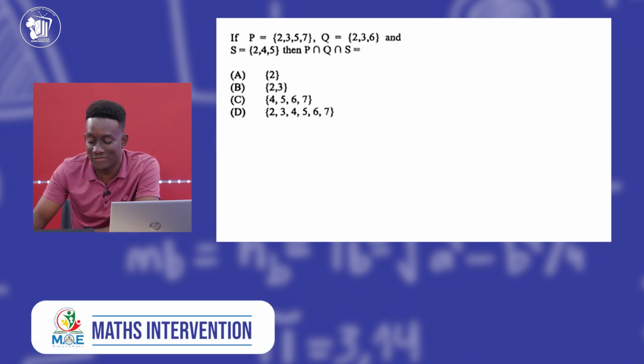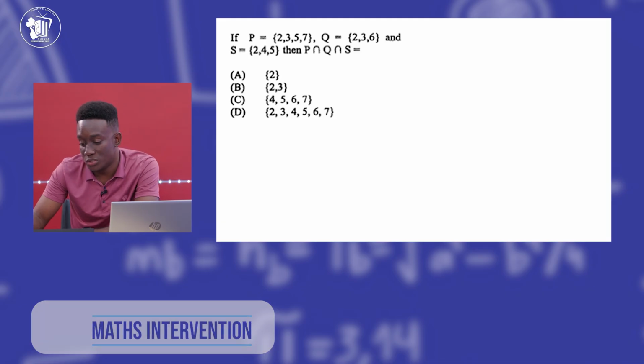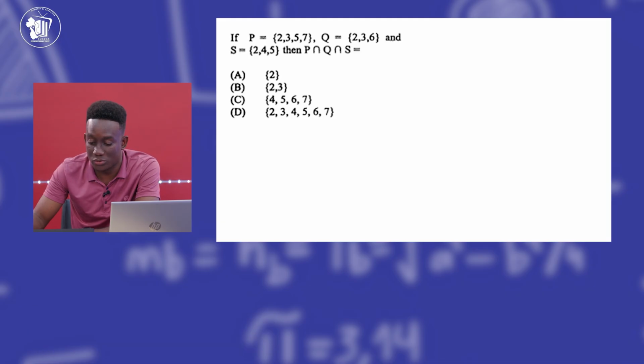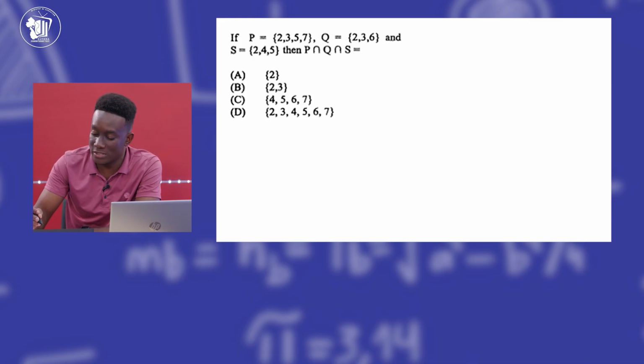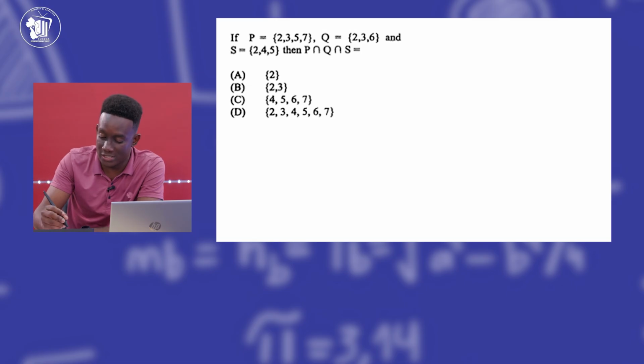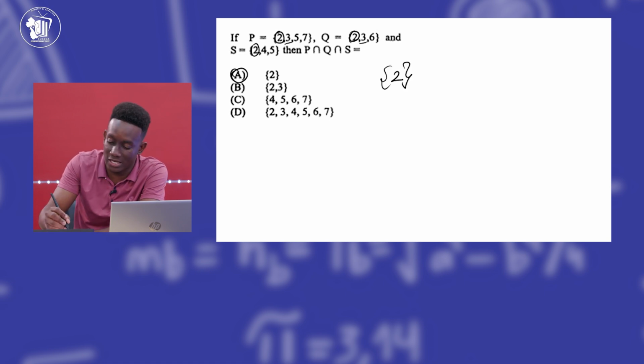So the next one says, if set P is equal to {2, 3, 5, 7}, set Q is equal to {2, 3, 6}, and S is equal to {2, 4, 5}, then P intersect Q intersect S would be. Intersection means the things that are in common for all of these sets. So let's see what is in common for all. First of all, 2 is here, 2 is here, and 2 is here, so 2 is common. We have 3 here, but we don't have 3 in S, so that cannot work. And we have 5 here, but we don't have 5 in Q, so that cannot work. So the set is simply {2}, which is A as the answer.